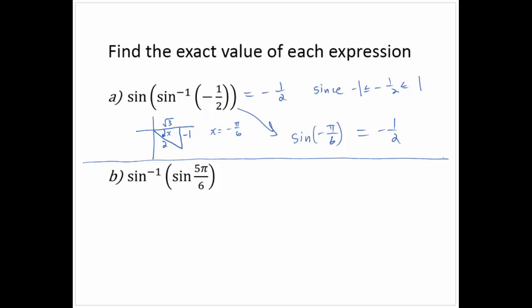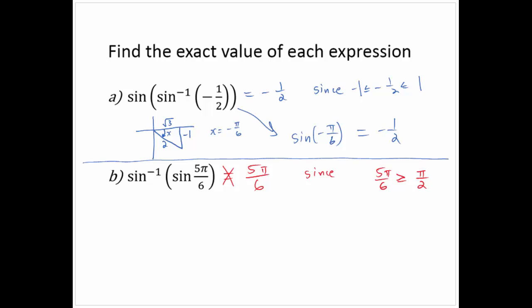In exercise B, we're asked to evaluate sine inverse of sine of 5 pi over 6. And it's very tempting to write 5 pi over 6. But that's not correct. This is not correct since 5 pi over 6 is greater than pi over 2, and it's outside the range of the arc sine, the sine inverse function. So what is the correct approach?